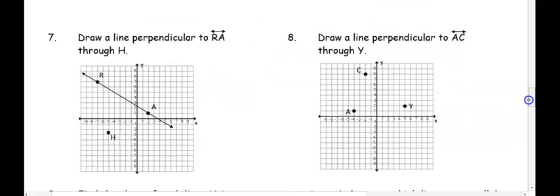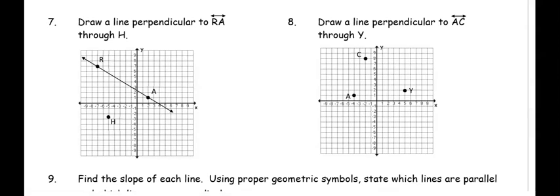We can also draw perpendicular lines. So to draw a perpendicular line, I'm first still going to find the slope just like I did before. So I'm going to find the slope of RA. So for RA, I go down 1, 2, 3, 4, 5, 6. And I went over 1, 2, 3, 4, 5, 6, 7, 8, 9. So my slope is -6 over 9, which is -2/3. Now, if I want the perpendicular slope, that is the opposite reciprocal.